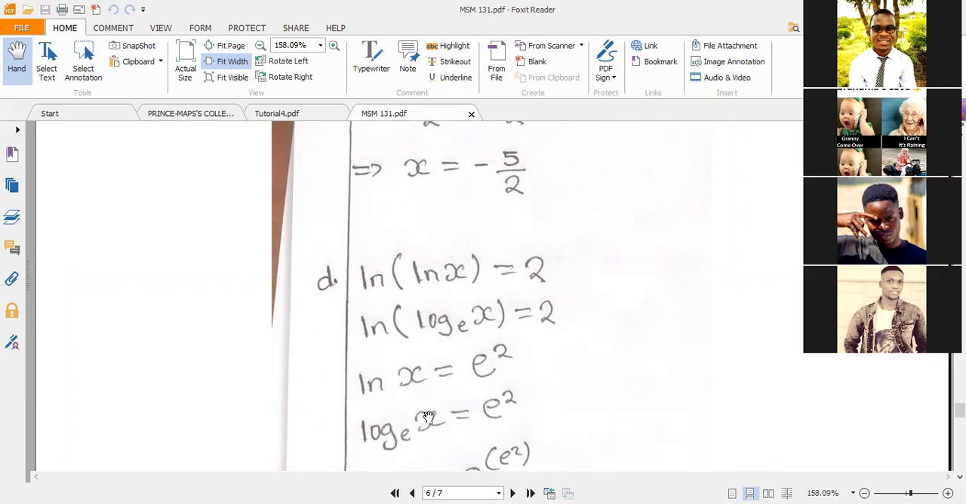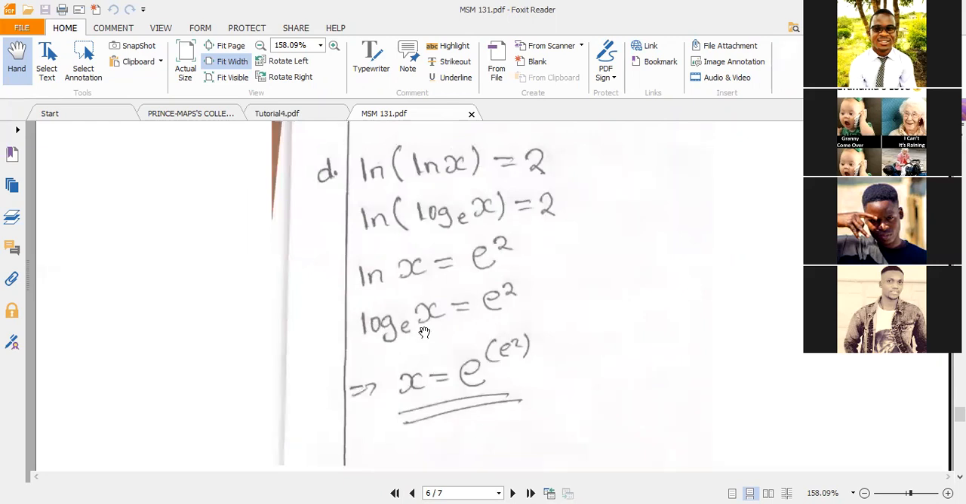Then you can have ln, the natural log of x, is equal to e to the power 2. And then at this point, maintain the base, which is e, and raise it to the power e to the power 2. So this x becomes your solution. So x is equal to e to the power e to the power 2. If you want, you can actually expand this and just say x is equal to 2e to the power e. But if you want, you can leave it here, you still get marks.